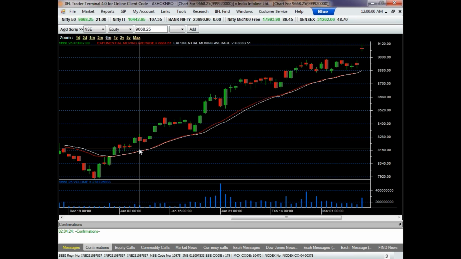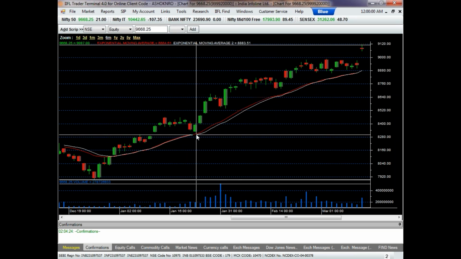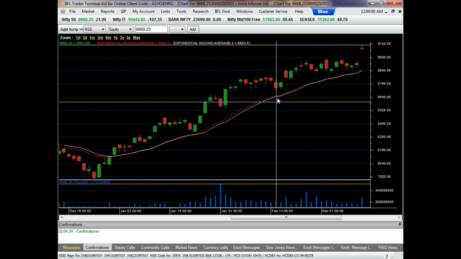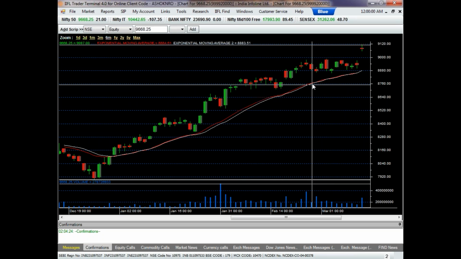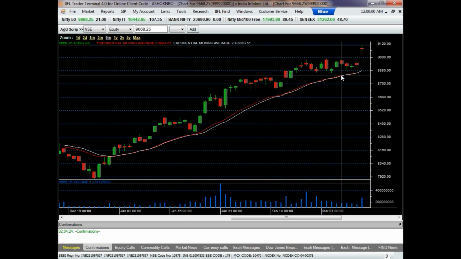Okay, somewhere around these zones, 8160. It is moving higher. It almost had a crossover, however it did not. It is in a continuation zone. Above, it crossed over here.